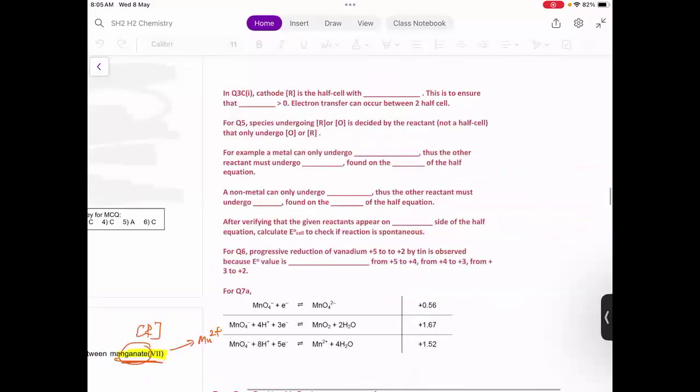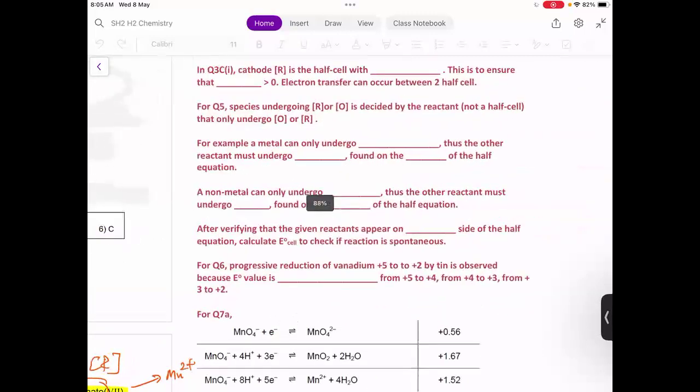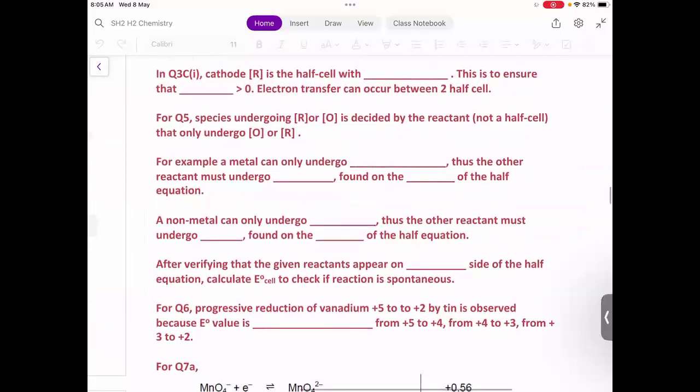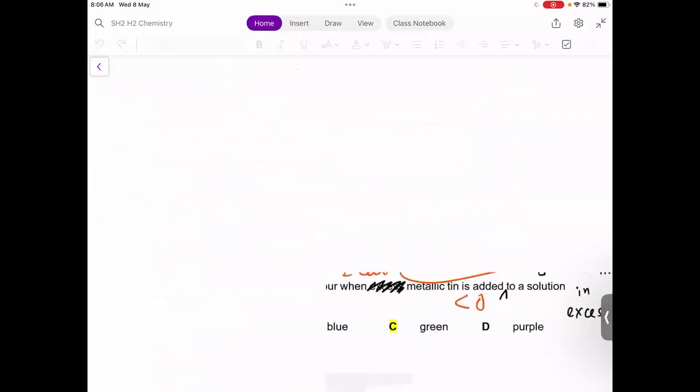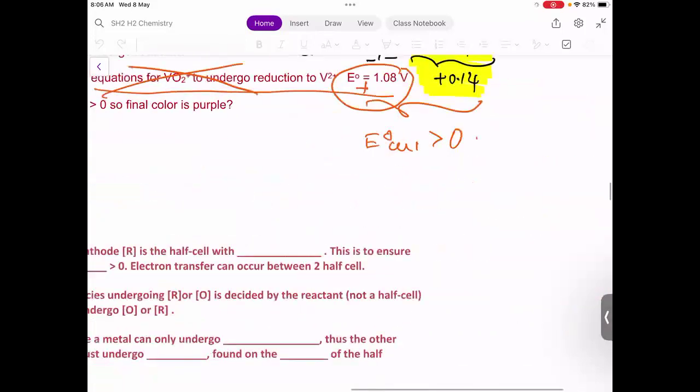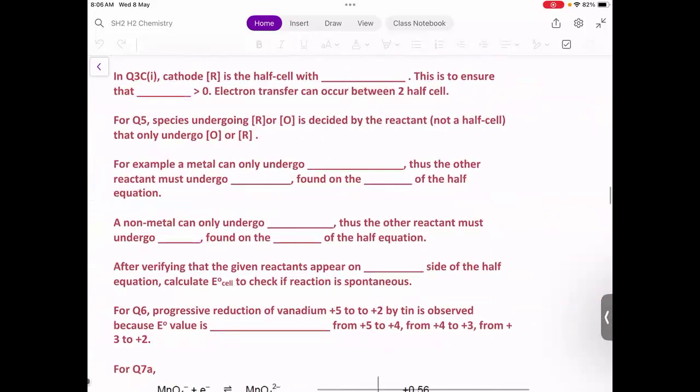So let's look at the recap. Shall we look at this paragraph and try to fill in the blank? So from question 3C, you learn something different from question 5. Then for question 6, you learn something else. Then question 7, you also learn something else. Can you try to look at this paragraph and fill in the blanks?